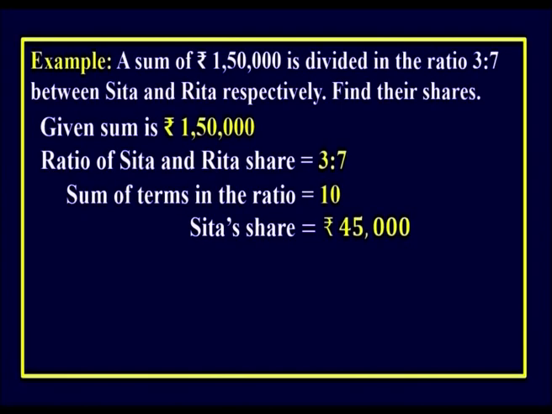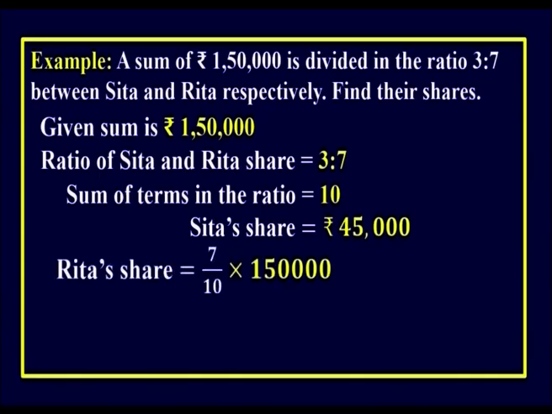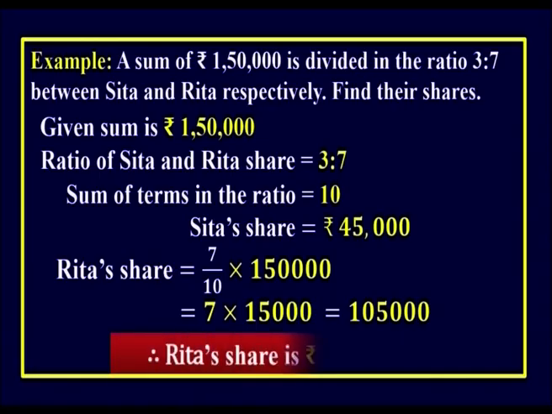Now, let us find out Rita's share, children. See, Sita is to Rita, so Rita is 7 parts out of 10. So, 7 by 10 into 1,50,000. Again, on simplifying we get 7 into 15,000, which gives us 1,05,000. Then Rita's share is 1,05,000 rupees, children.